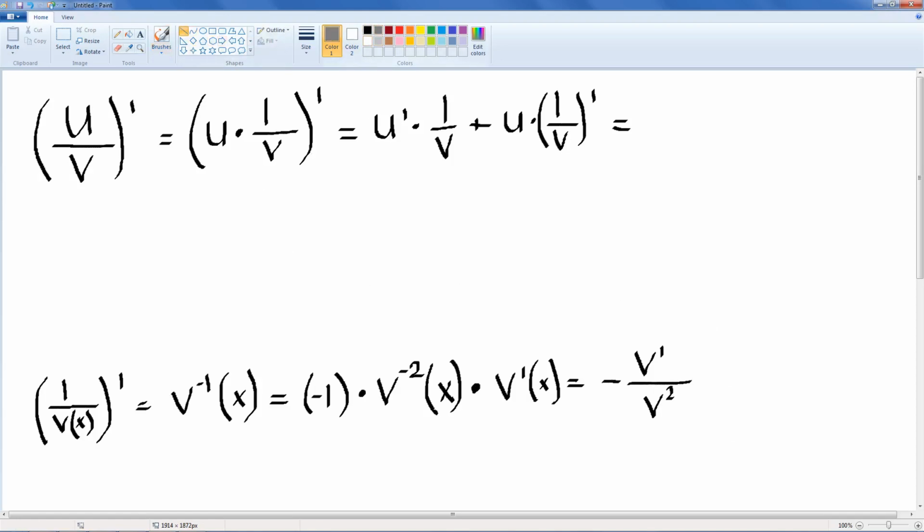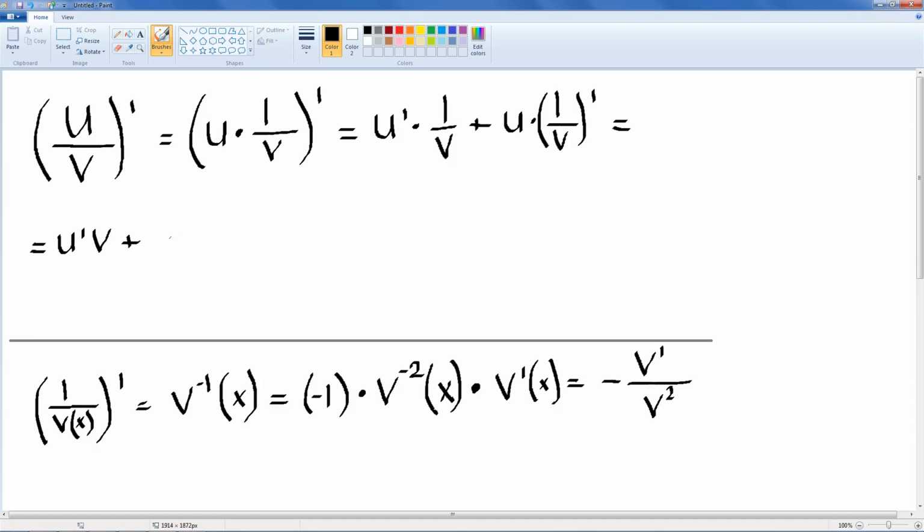So now you just set this aside, and we're going to use that above. The above part equals u prime times 1 over v, plus u times, and what we found here is negative v prime over v squared.